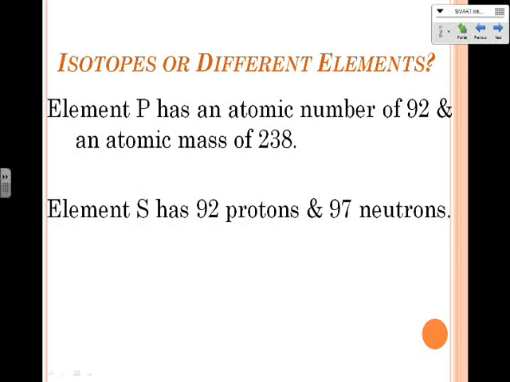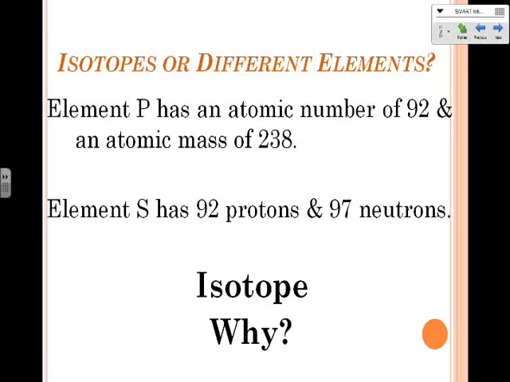Look at these and determine if they're isotopes or different elements. Go ahead and pause the video. These are isotopes also because the atomic number of element P is 92 and element S has 92 protons. And remember, the atomic number tells us how many protons an element has. So that means they're isotopes. And they also have a different number of neutrons, because if you take the atomic mass and say 238 minus 92, you realize that element P does not have 97 neutrons. So that means they have the same protons, different neutrons.